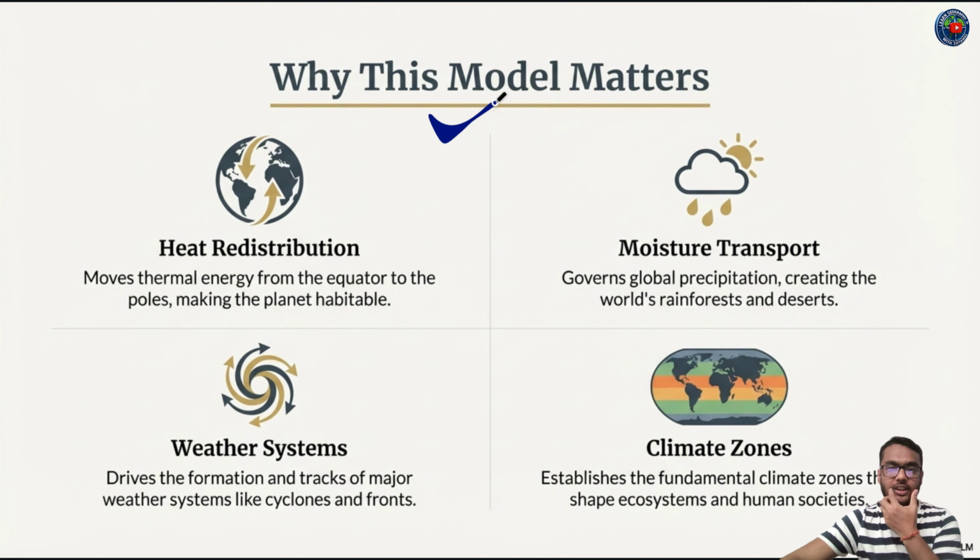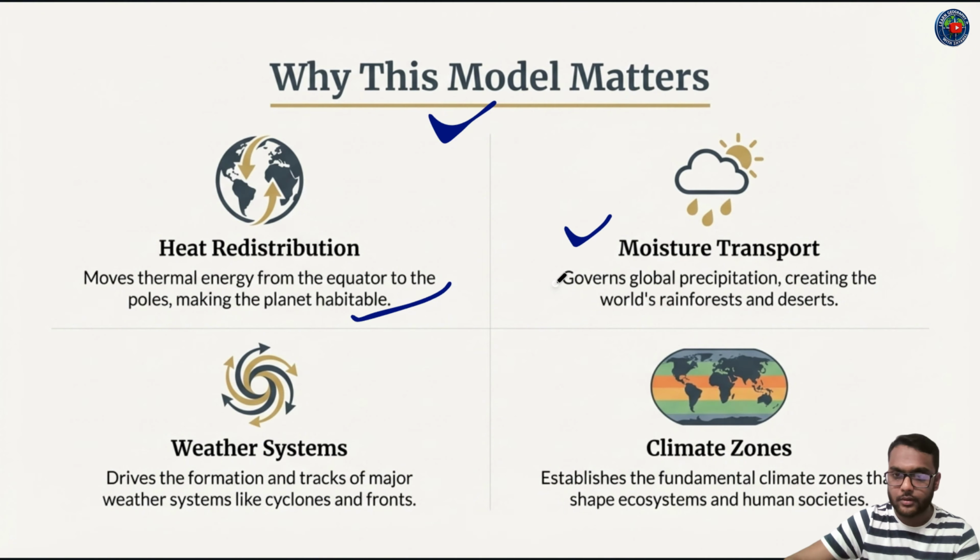Now this model is important because of heat redistribution, which moves thermal energy from the equator to the poles and makes the planet habitable. Moisture transport governs global precipitation, creating the world's rainforests and deserts. In weather systems, it drives the formation and tracks of major weather systems like cyclones and fronts. And climatic zones: it establishes the fundamental climate zones that shape ecosystems and human societies. These three cells contribute towards global heat distribution, transport of moisture, and control of weather systems, and define climatic zones.